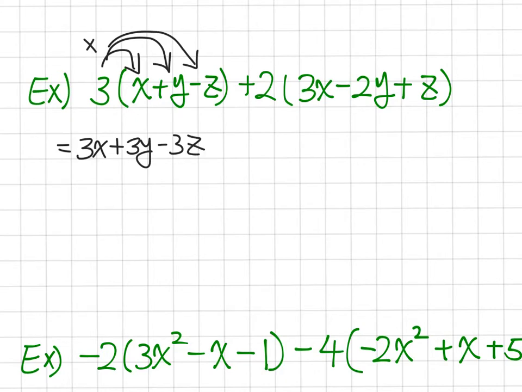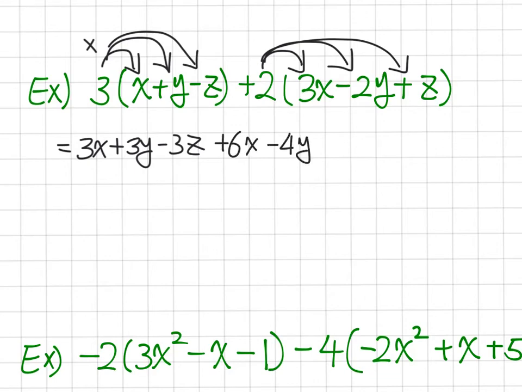Then same thing goes for positive 2 times 3, positive 2 times negative 2, positive 2 times positive 1. Hopefully you noticed that I kept saying positive 2. That's because I have positive 2 right here. If it was negative 2, then remember that you're multiplying negative 2. Okay? So this becomes positive 6x minus 4y and then plus 2z.